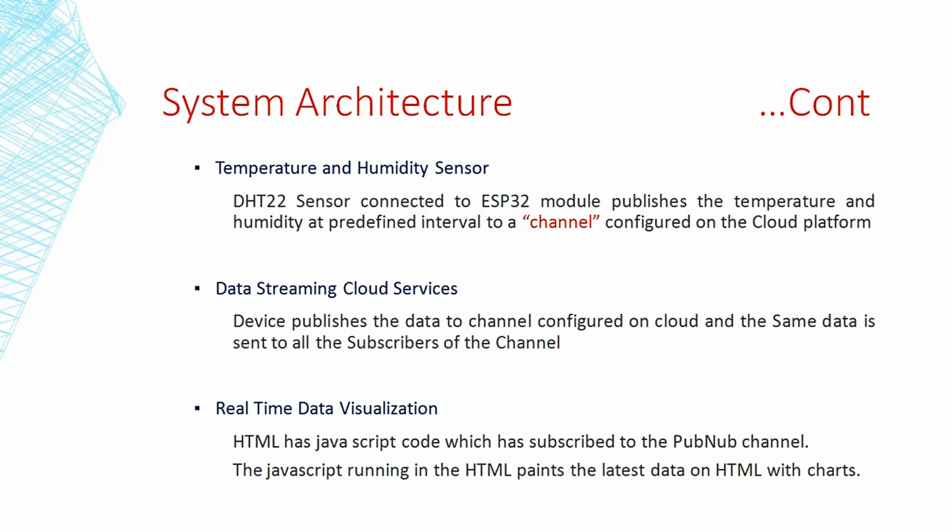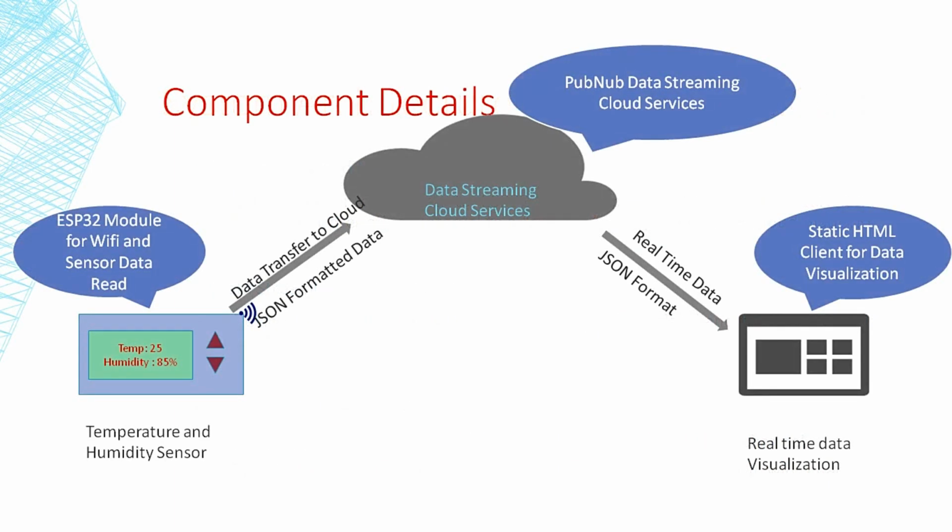The last component was real-time data visualization. This is a simple HTML which subscribes to the channel and shows the data in real time. So let's quickly look into the architecture once again. On the left side, we are going to use ESP32 module for Wi-Fi and sensor data read, and on the cloud we are going to use PubNub data streaming cloud services, and for real-time data visualization we are going to use the static HTML.